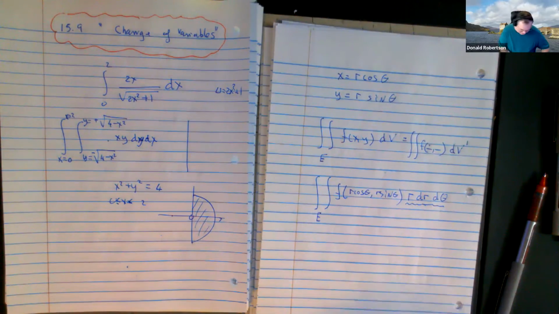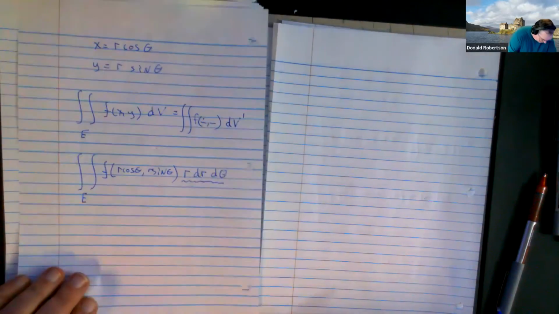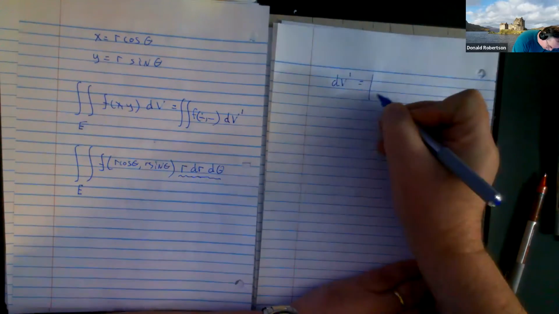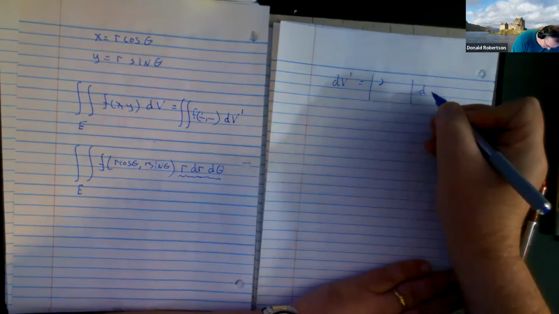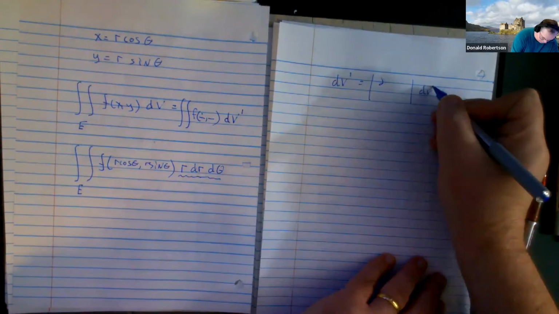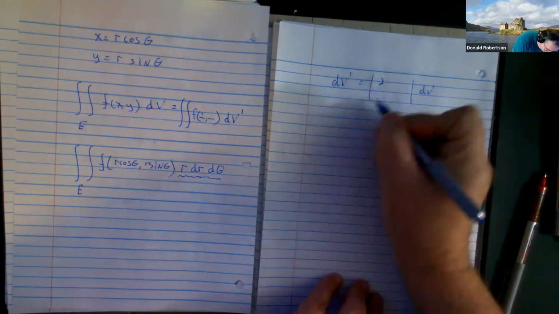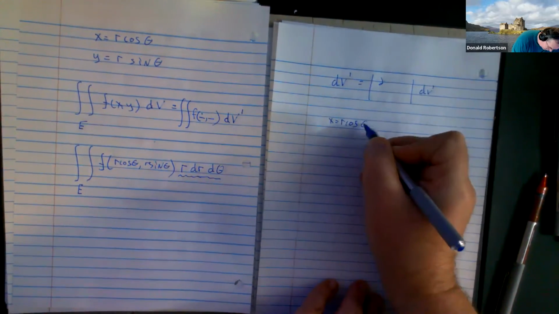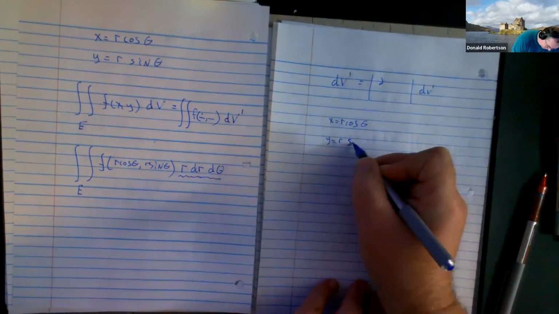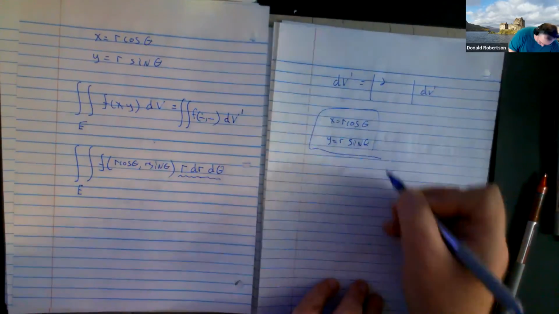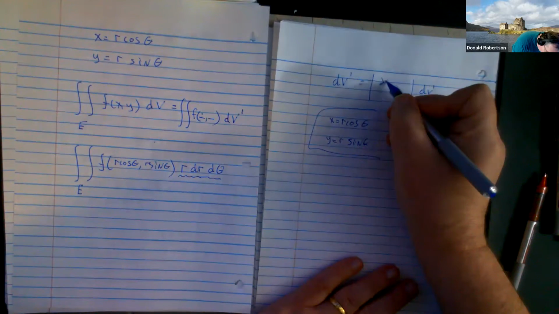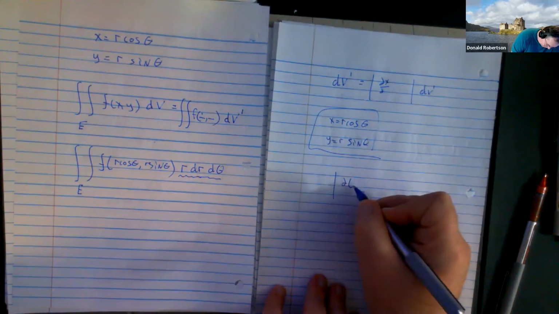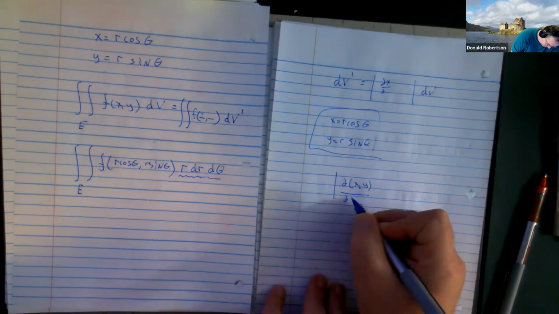Let's do a change in variable. dv dashed is the Jacobian, it's the name we give to this, with a new factor attached. If you want x as r cos theta and y as r sin theta, that's going to be your change in variable, right? Then you can do dx. The Jacobian is in general described like this.